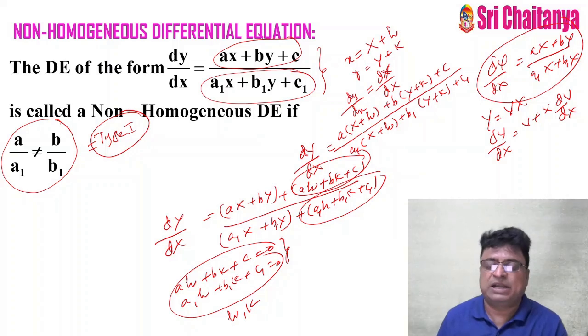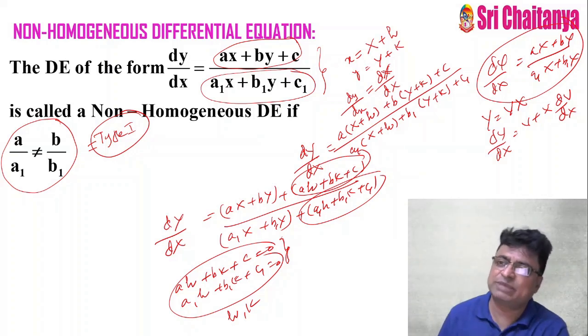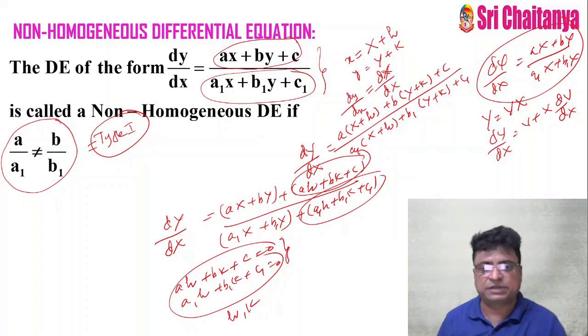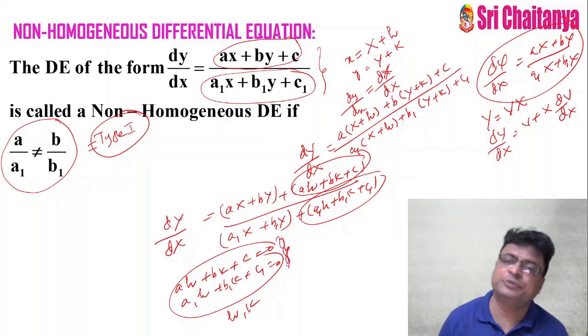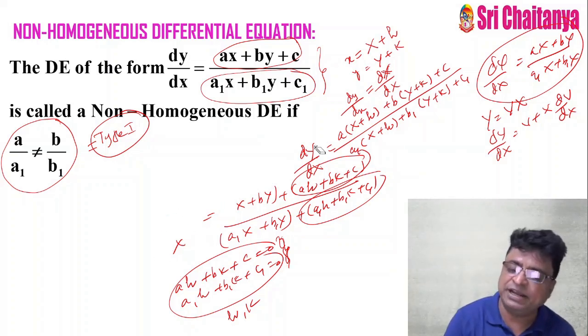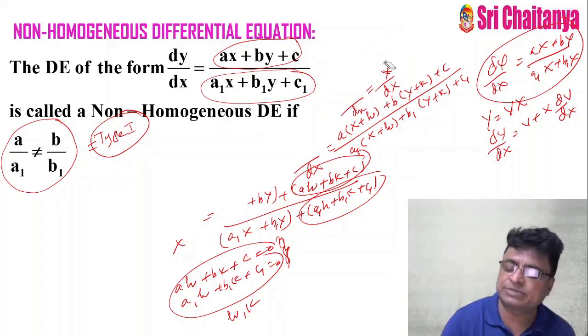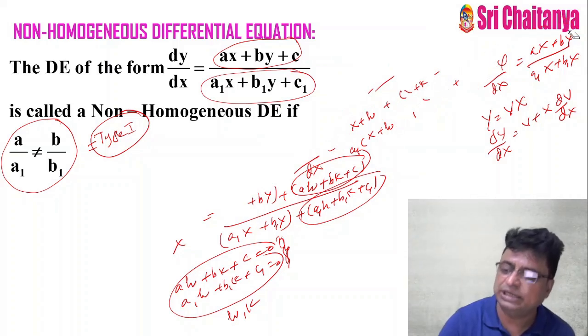Replace capital X and capital Y. Replace capital X with what? Small x minus h. Capital Y with what? Small y minus k. And again, what are h and k? After solving these two equations, you will get the values for h and k. Now you substitute those things. Then finally, you will get the solution in terms of small x and small y only.